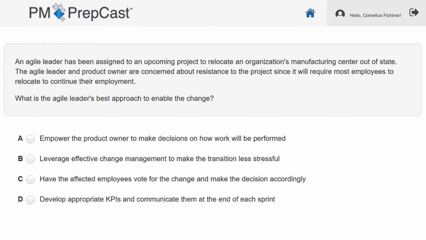Is it A, empower the product owner to make decisions on how work will be performed? B, leverage effective change management to make the transition less stressful? C, have the affected employees vote for the change and make the decisions accordingly? Or D, develop appropriate KPIs, key performance indicators, and communicate them at the end of the sprint? Is it A, B, C, or D? Looking forward to your answers in the chat. 15 seconds, here we go.